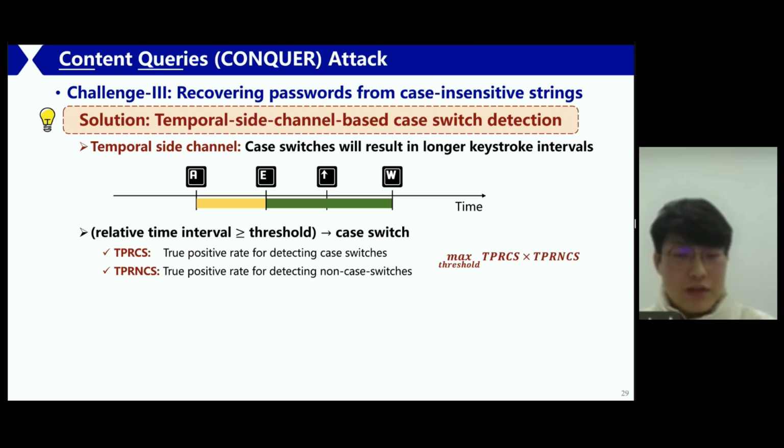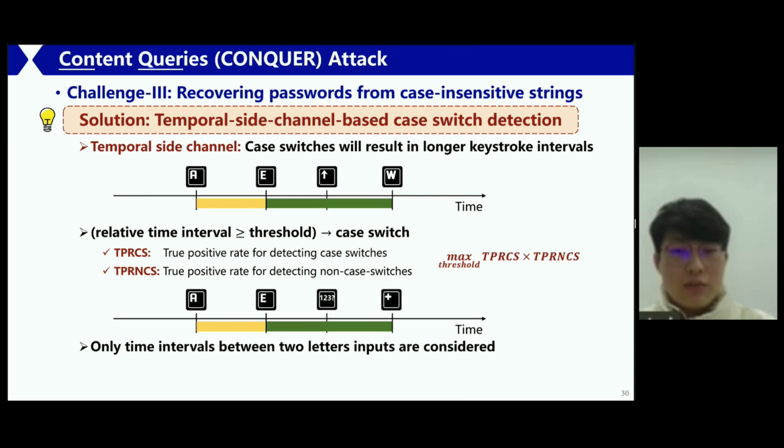And to find such a proper threshold, we select a threshold that maximizes the product of the true positive rate for detecting case switches and the true positive rate for detecting non-case switches. To make the model more robust, we only consider time intervals between two letter inputs when calculating the relative time intervals, because keyboard switches will also result in longer keystroke intervals, which is hard to distinguish.